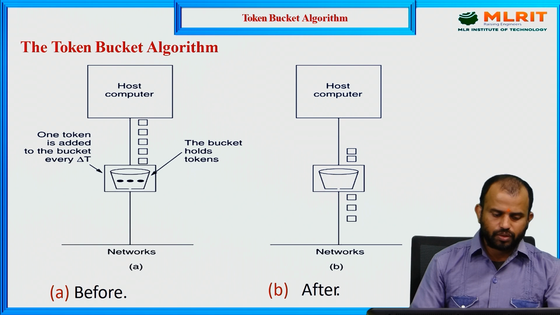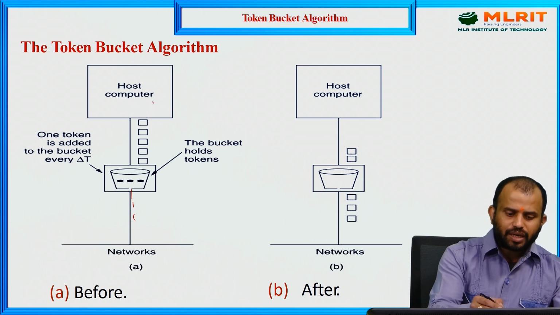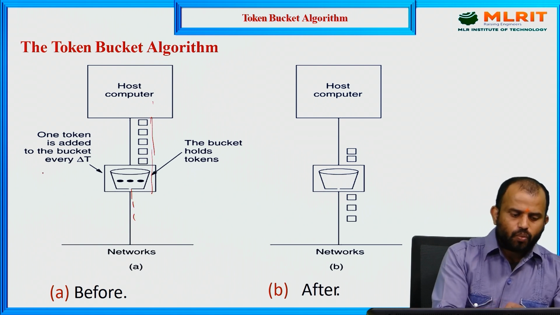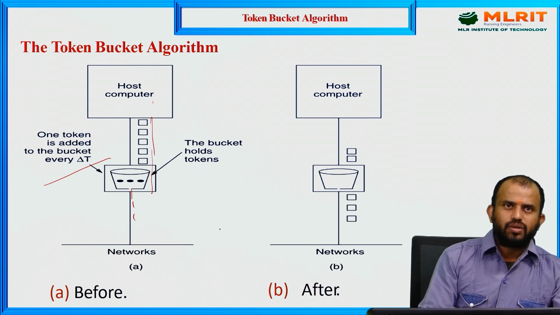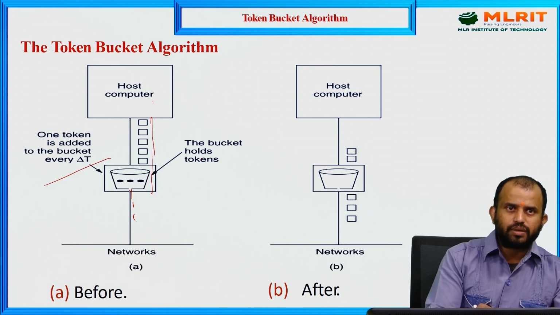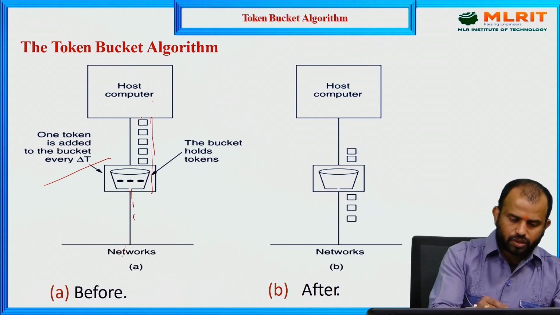Previously leakage happened. Here a continuous flow happens: one token is added to the bucket every delta time. So the bucket holds the tokens and then releases the burst to the network.